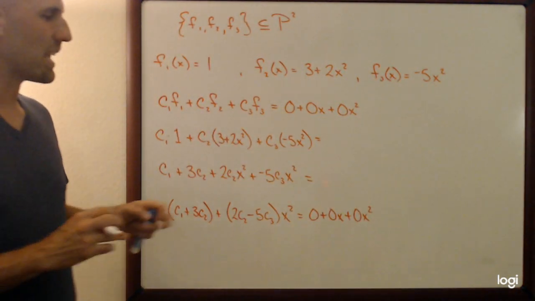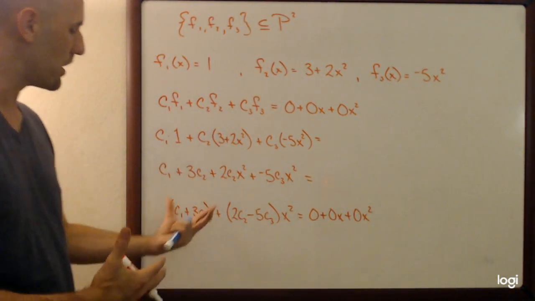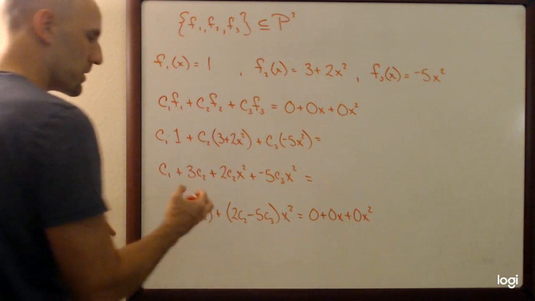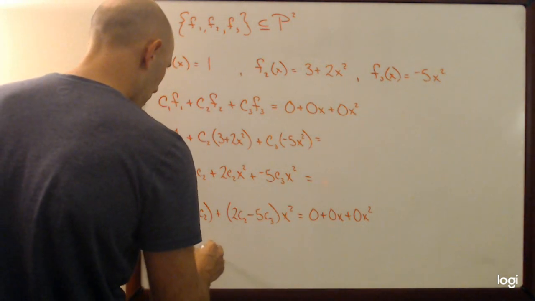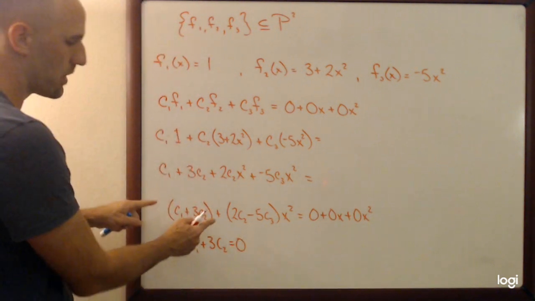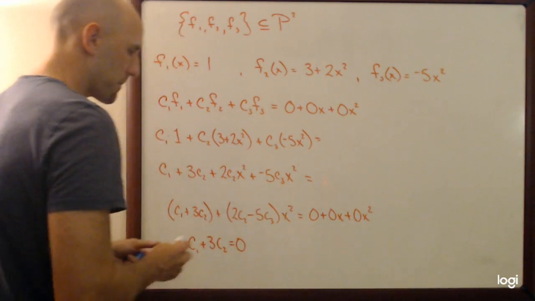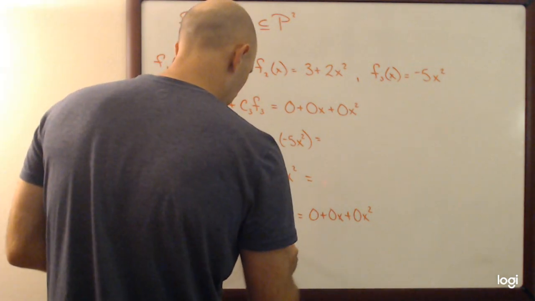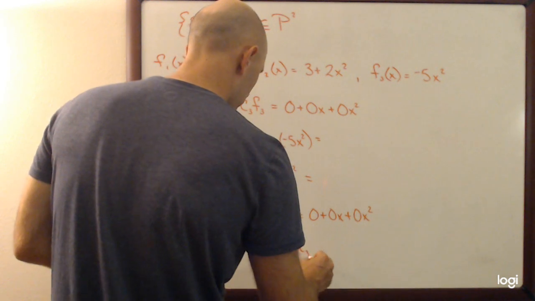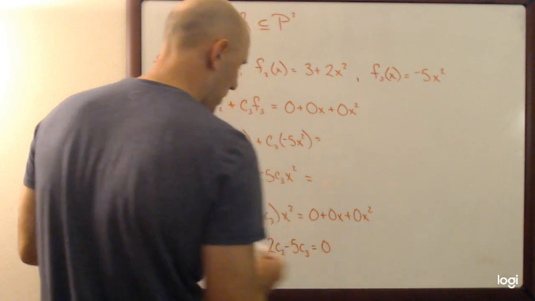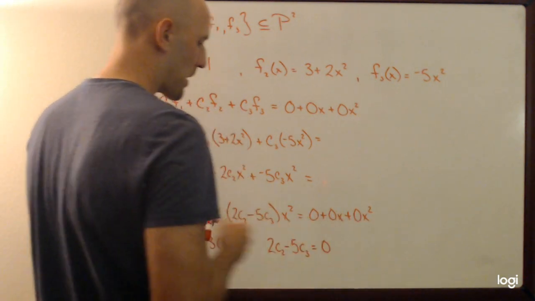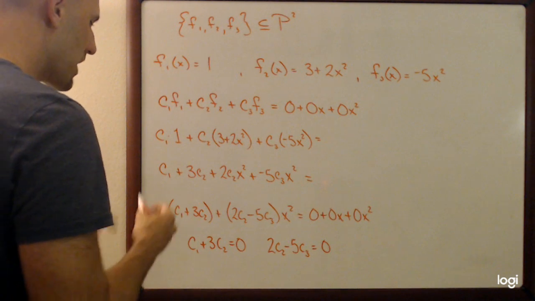Okay? And again, we can look at this in terms of components. I have a constant component and I have a quadratic component. The constant component tells me that C1 plus 3C2 must be 0 because the constant on the left must be equal to the constant on the right. My quadratic coefficient here is 2C2 minus 5C3, and that must be equal to 0 because my quadratic coefficient on the left must be the same as my quadratic coefficient on the right.